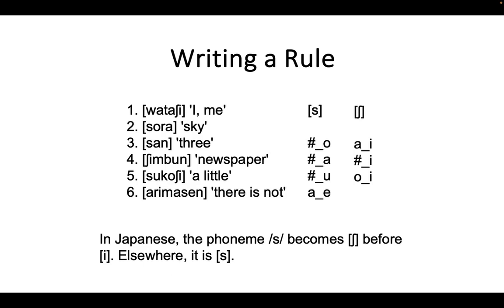So based on this data, we can write the rule that in Japanese, the phoneme s, and notice that this is written in between slashes, not square brackets, because we're talking about a phoneme. The phoneme s appears as esh before the vowel i, and it appears as s elsewhere. And so now we have a rule that accounts for all of our data. So we are done with this phonological analysis.